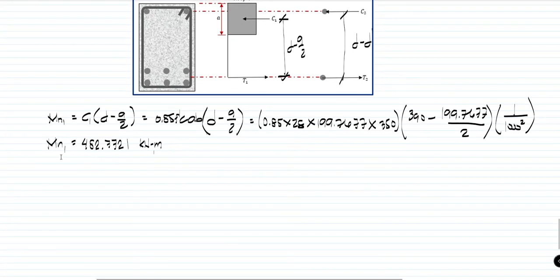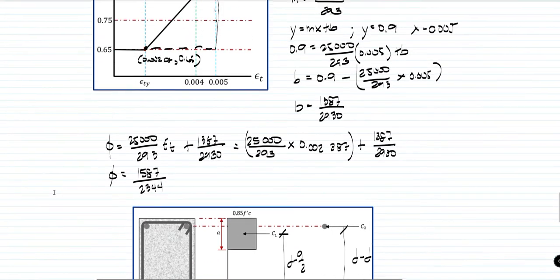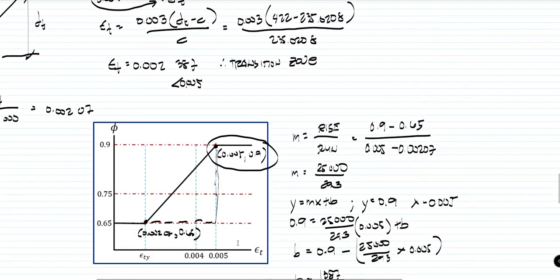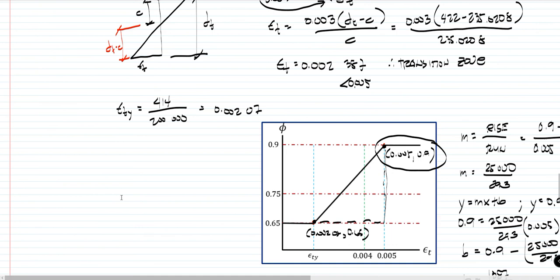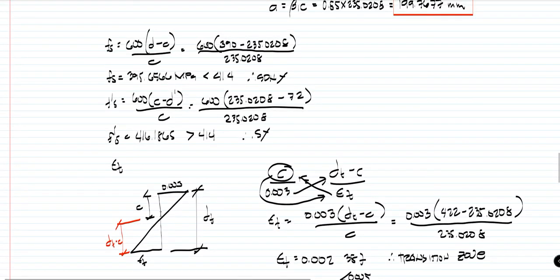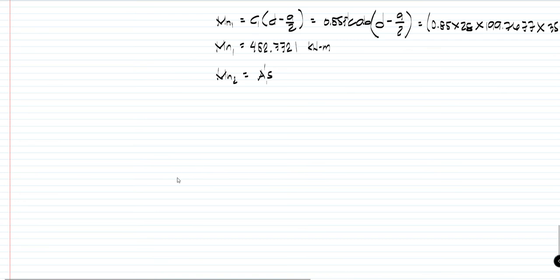Now, the second nominal moment. Our second nominal moment will just be equivalent to a value A prime s times. So, syempre, yung compression steel natin is, sabi natin dito, nag-yield. So, ibig sabihin, Fy yung gagamitin natin. So, that is Fy minus 0.85 of f prime c times d minus d prime.